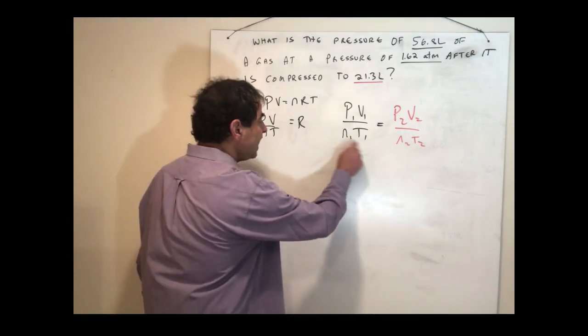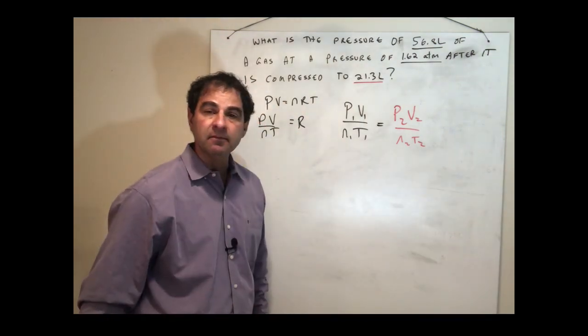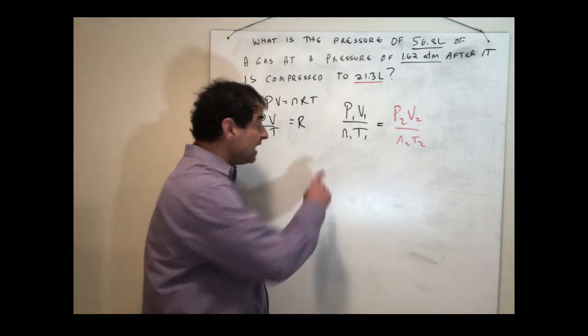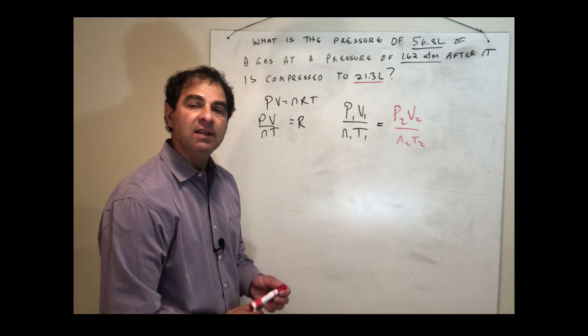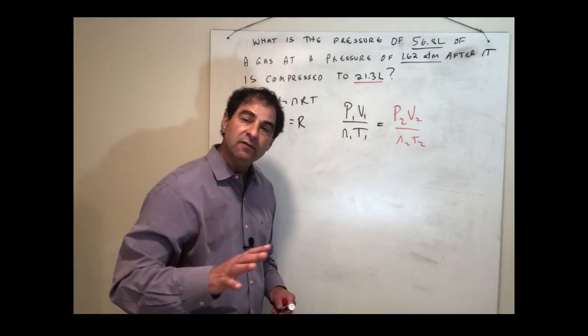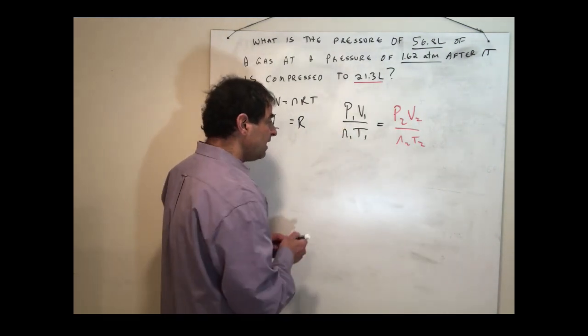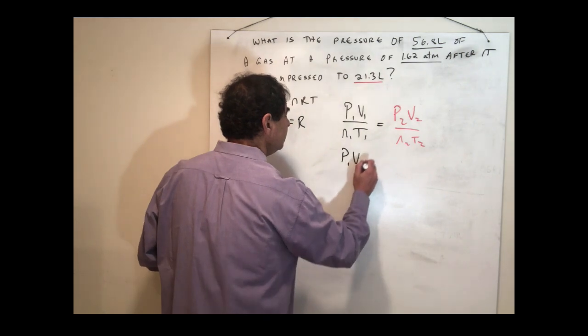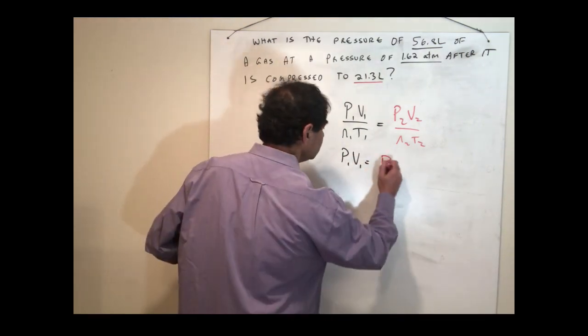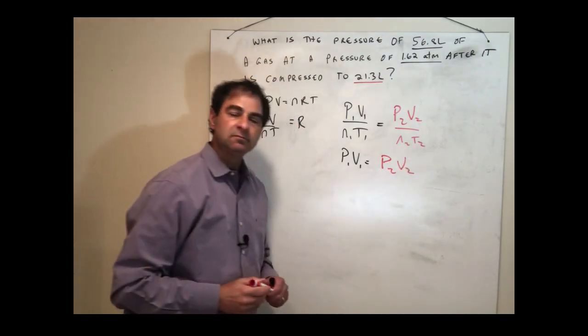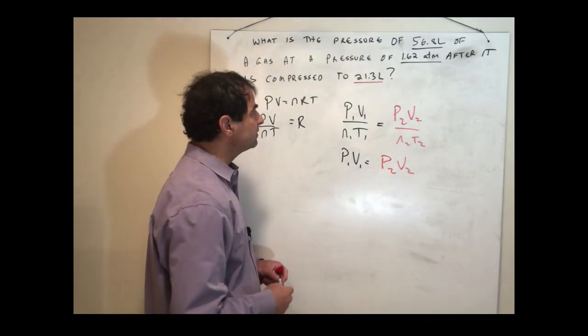We don't know n and T in this problem. Well, that means that n and T are not changing. So we can go ahead and use this equation in a slightly different form. If they're not changing, they drop out. So we have P1V1 equals, change the pen, P2V2.